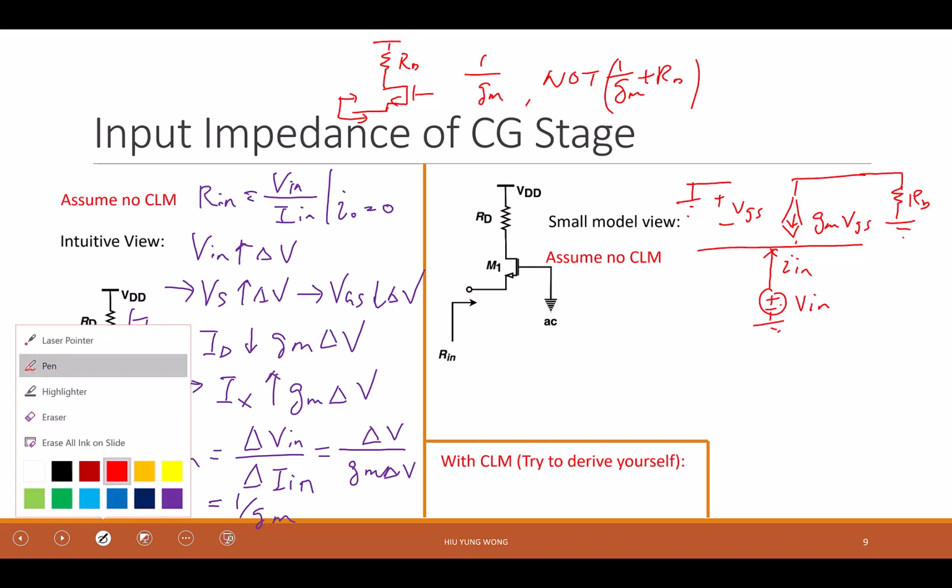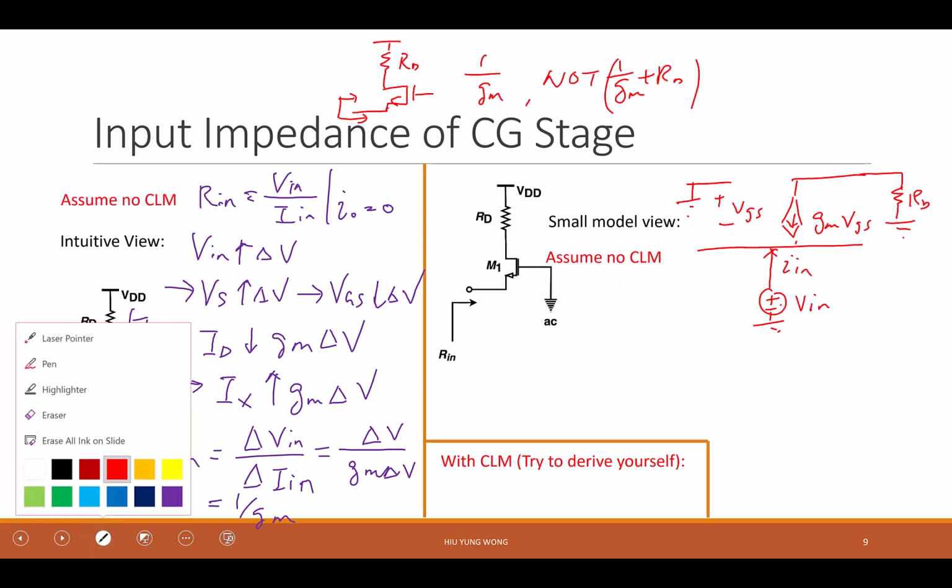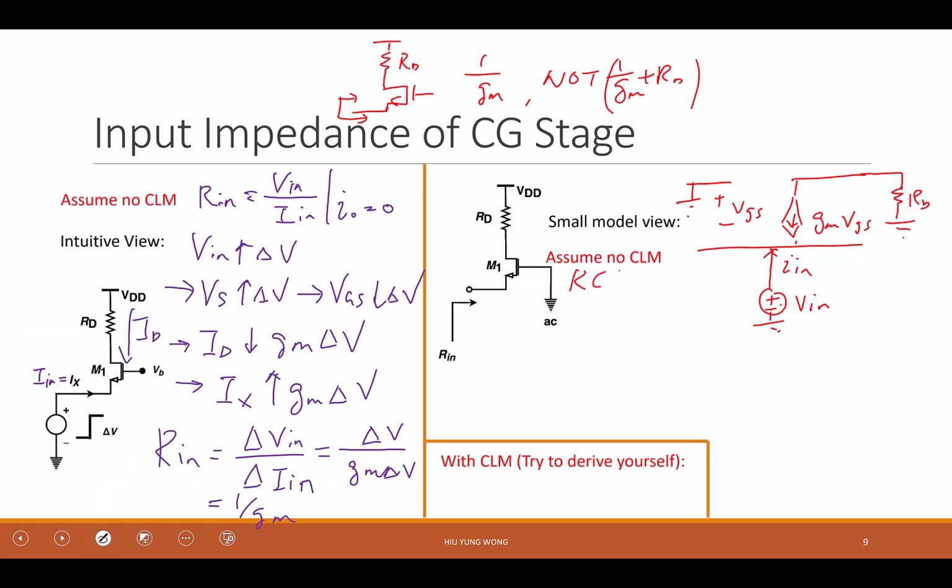And again, I'm going to use KCL, KVL. But this is very simple, turn out. KCL. What is KCL? I in equals to negative GMVGS. Do you agree? I in is going up, GMVGS going down. They must be negative to each other. Or I say I in plus GMVGS equal to 0.